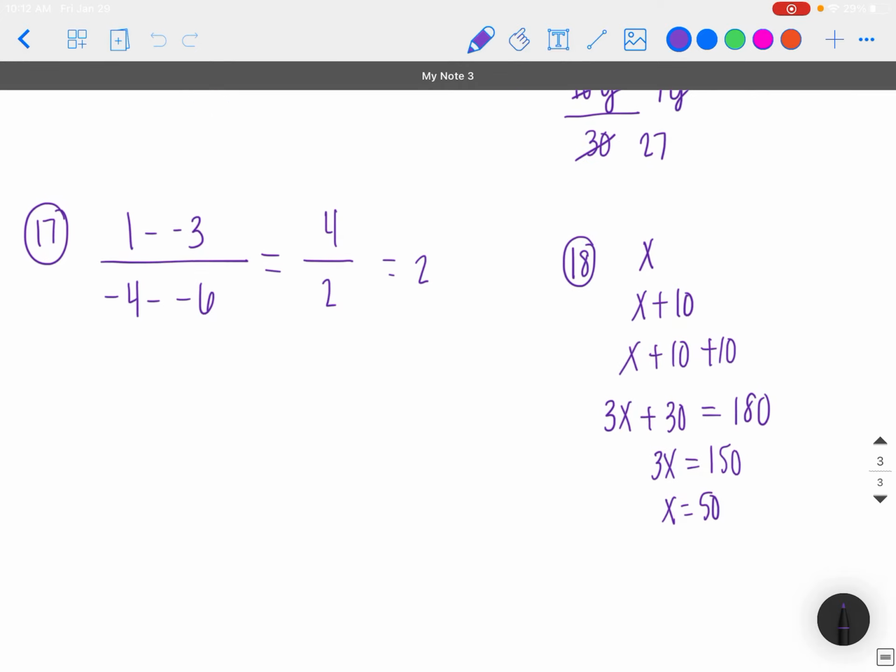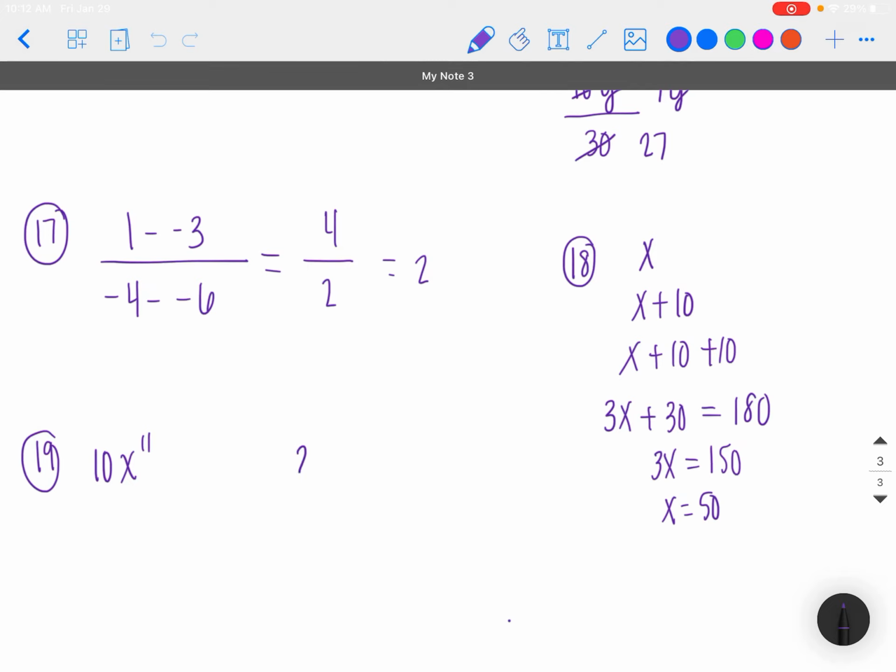Number 19. We do the 2 times 5, which is 10. And then the x's, when you multiply variables, you add the exponents, so to the 11th. So 10x to the 11th.